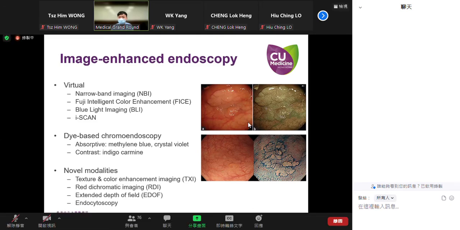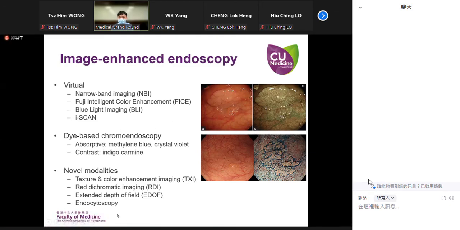And another recent exciting advancement would be the production of the endocytoscope. It is actually a very special instrument which could provide up to 520 times magnification with the usual endoscopy setting. And by spraying the mucosa with some staining agents like methylene blue, we can actually examine the cellular level structures in real time.